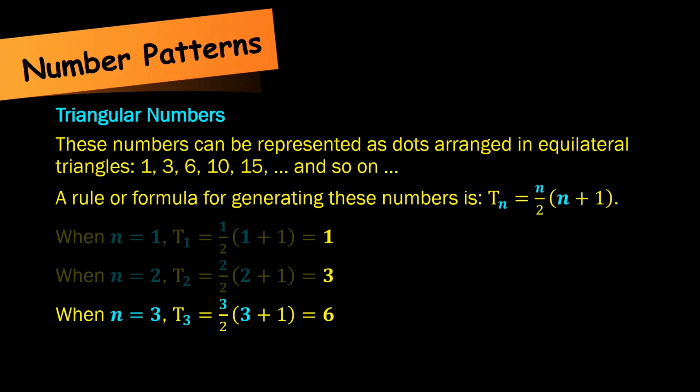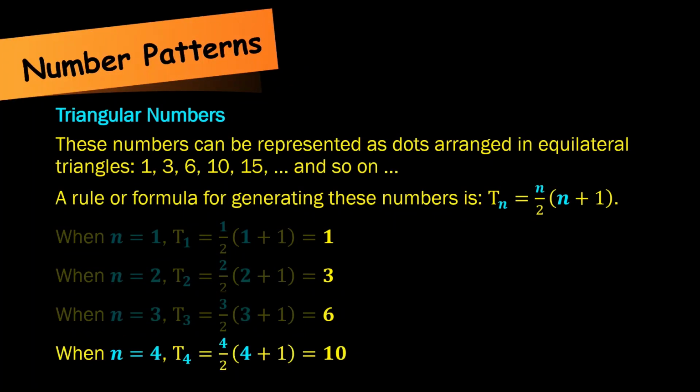Similarly, when n equals 3, substitute n equals 3 into the formula to give T3 equals 3 over 2 times 3 plus 1 equals 6. And for n equals 4, similarly, we have T4 equals 10, and so on.